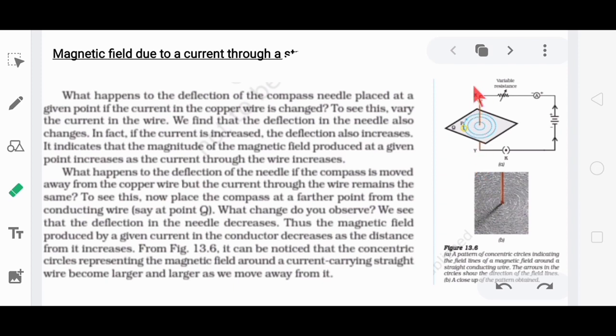Students, in case the current is flowing from X to Y, if we bring a compass near the wire, put the compass here, the deflection of the needle will be in this direction. Means the compass will show north in this direction. Again, when the compass is here, the deflection will be in this direction. You can see the compass is showing a circular path in clockwise direction, and the direction of magnetic field lines is continuously shown by these arrows.